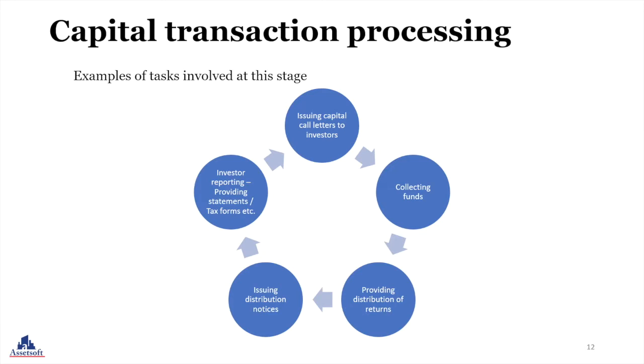The property earns the returns and transfers the return back to the fund, who then distributes the return to the investors. In this case, distribution notices are issued by the fund to the investor, explaining the per share and total amount of distribution earned by the investor.